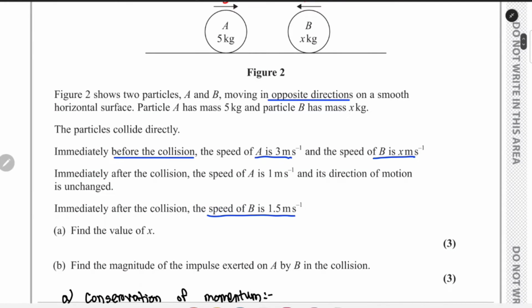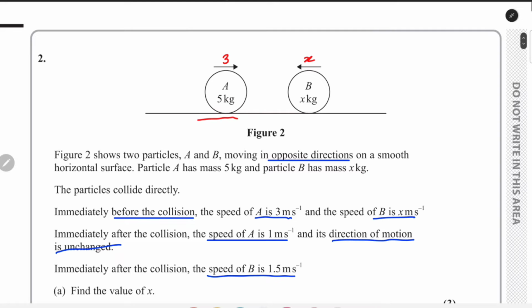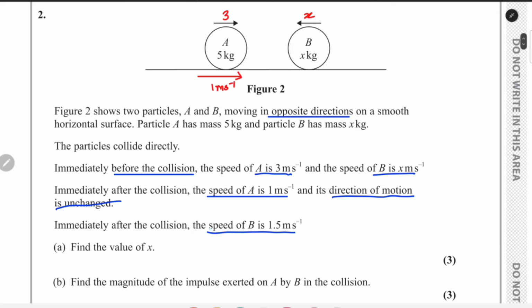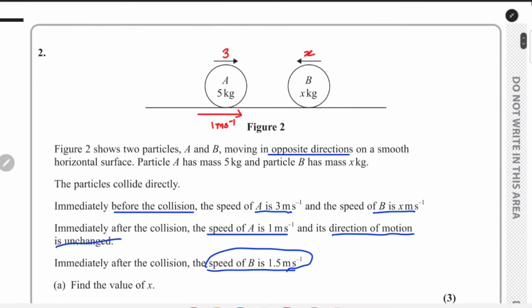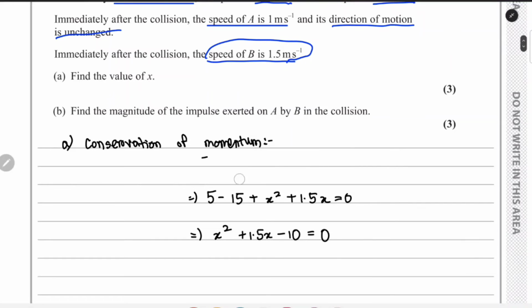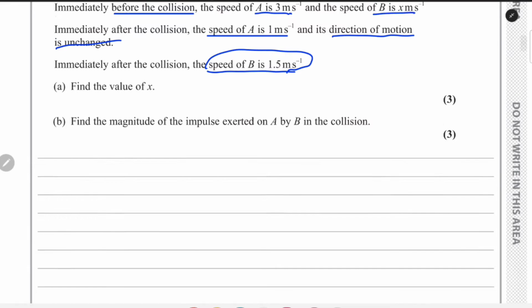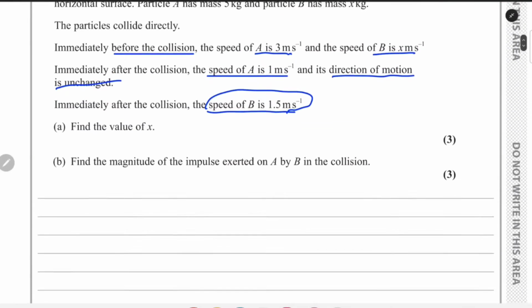After the collision, the speed of A is 1 meter per second. Its direction of motion is unchanged. So A has a speed to the right of 1 meter per second. We are given that B has a speed of 1.5 meters per second. We aren't given any details of its direction. However, we can figure it out directly. If B was moving 1.5 meters per second in this direction, it wouldn't be possible because it would keep colliding with A. So it would be this way. Sorry for what was written before.